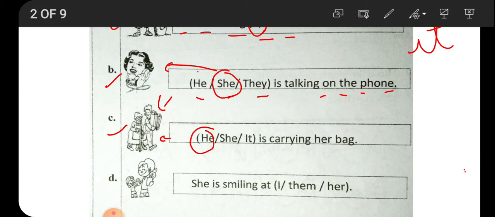Yes. Now again observe the picture carefully. This lady is smiling. So she is smiling at I, them, or her. Absolutely, she is smiling at her because she is a small girl in front. That lady is smiling. So for the girl, what will you use? Her. She is smiling at her.